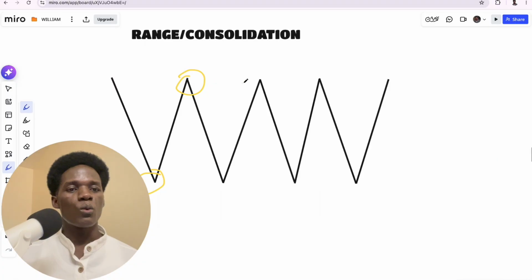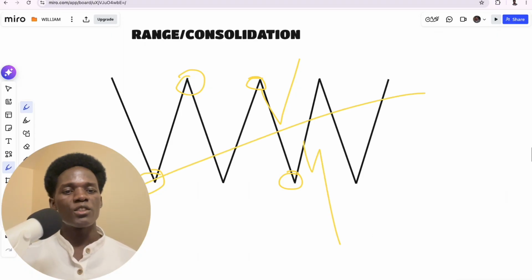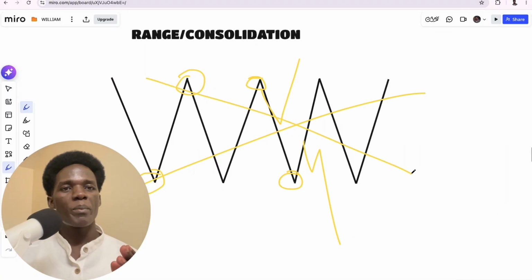When you try to sell here, the price can stop you out immediately. When you try to buy here, the price can stop you out immediately. So when you see this type of market on the chart, don't trade. Stop it for the day. Wait for the next day.